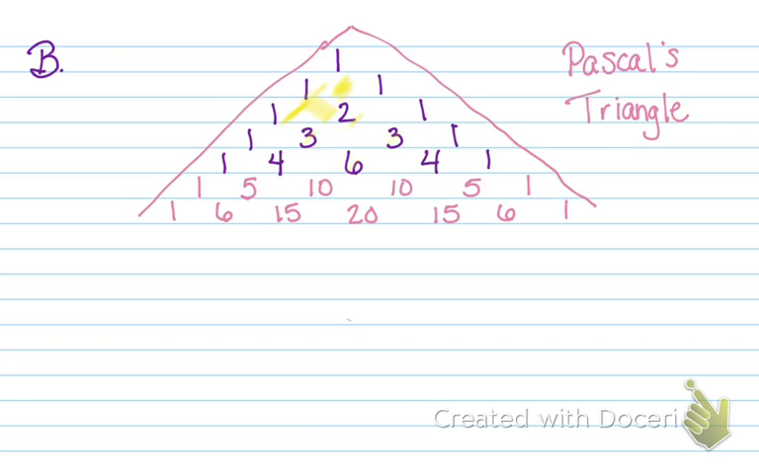And if you look down here, these follow a pattern too: 1, 2, 3, 4, 5, 6. And this one's 1, 3, 6, 10, 15. There's a pattern. And 1, 4, 10, 20, then 1, 5, 15, then 1, 6.